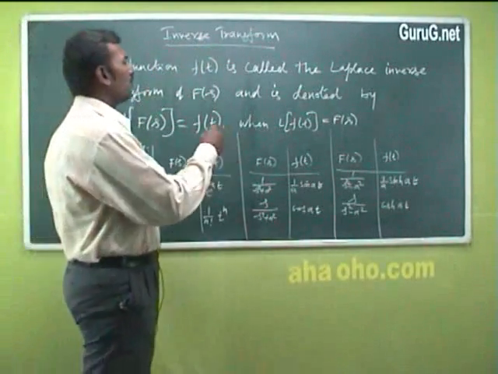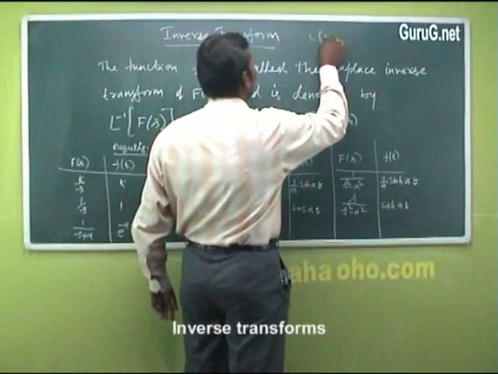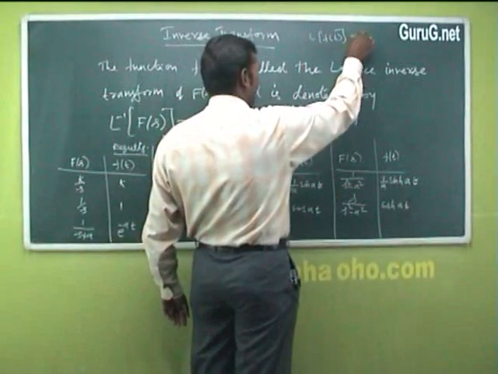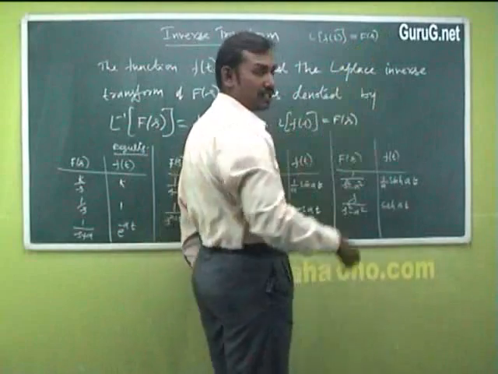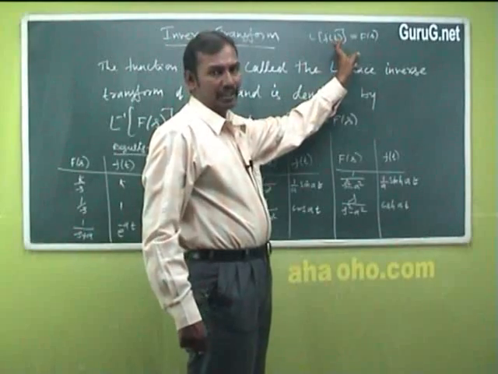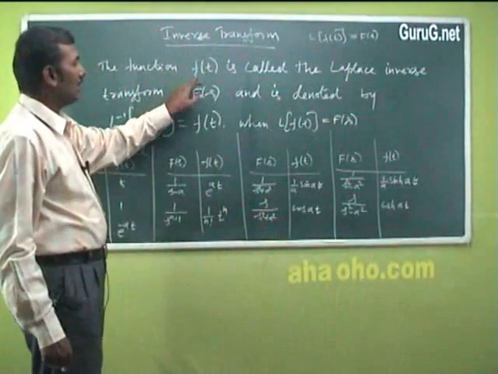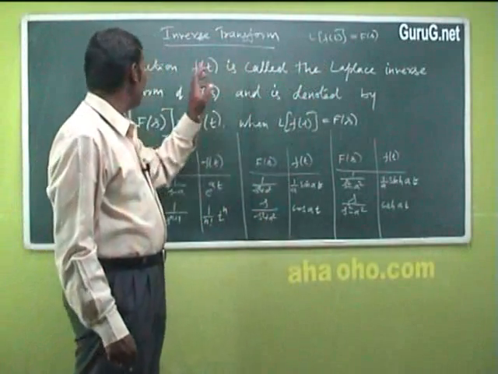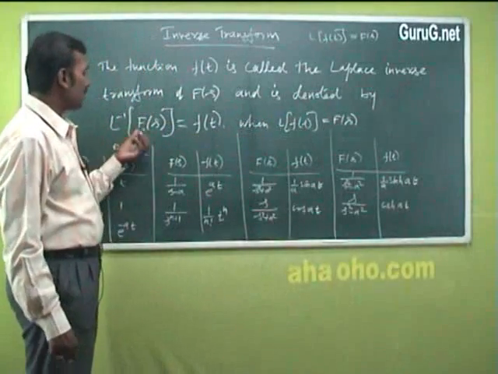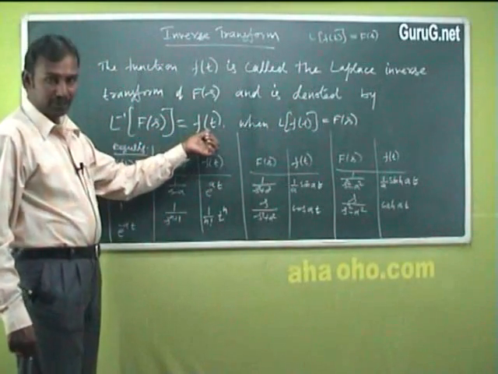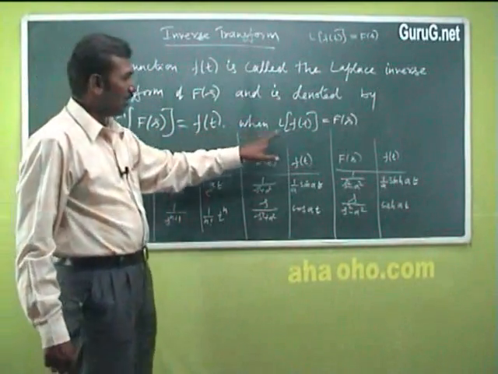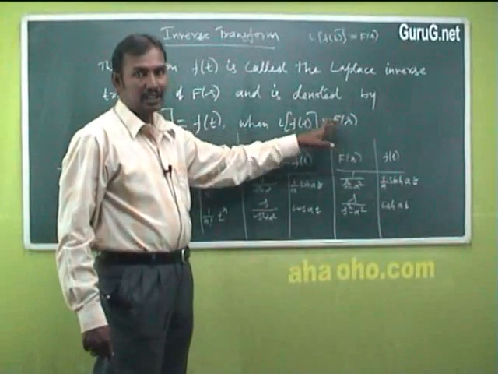The inverse Laplace transform. Inverse transform is the reverse process. Now L of f of t: if we take the Laplace transformation of the function f of t, what happens? We get it in terms of s, and that's why we call it f of s. In the inverse, f of s will be given, and you have to find f of t, right? So that is the definition. The function f of t is called the Laplace inverse transform of f of s, and is denoted by L inverse of f of s equal to f of t. Whenever f of s is given, taking the inverse, you get f of t, provided L of f of t equals f of s. Only if this condition holds will it be true.